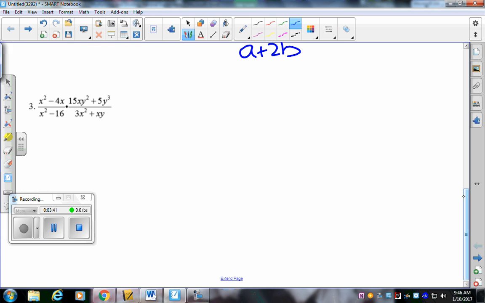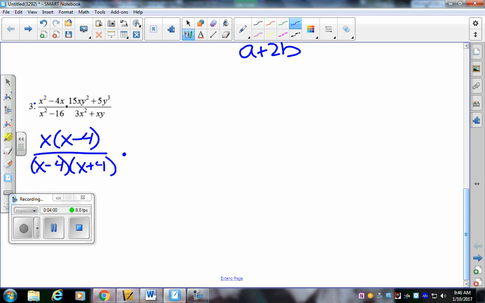All right, let's take a look at number 3. So this one I definitely have some more factoring going on. I have 4 separate polynomials that can be factored. So this first top numerator, I'll take out a GCF of x. That denominator I can factor into x minus 4 times x plus 4.